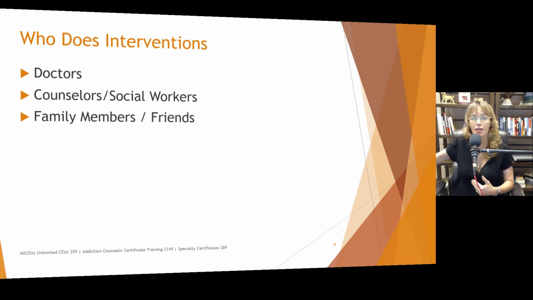Getting people to enter treatment can be a challenge. If they've got bipolar 2, so they're only hypomanic, and they may have persistent depressive disorder, they may have difficulty seeing where there's even a problem. And this is where counselors and social workers can provide that feedback about what they observe in terms of the person's behaviors and reactions and life functioning. Family members and friends can also do interventions.